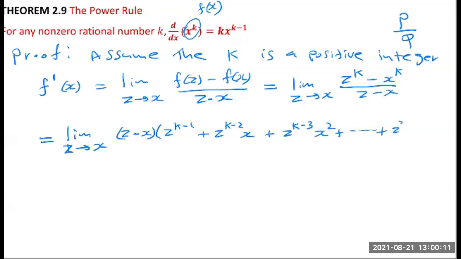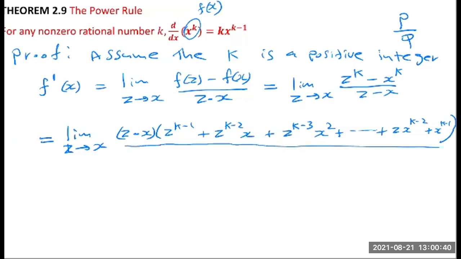Finally, you get z to the power 1, x to the power k minus 2, plus x to the power k minus 1. Okay, so that's what you get. This is k minus 1, by the way, a little bit smaller. Okay, that's what you get.